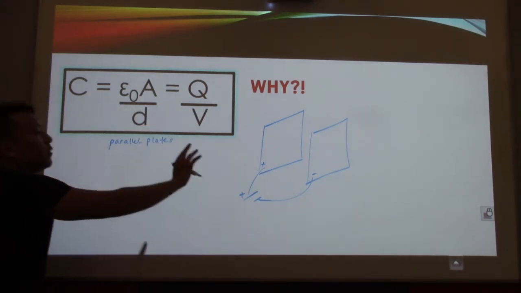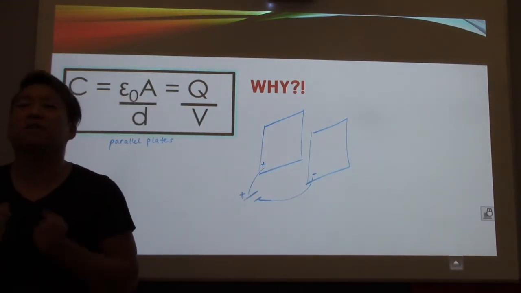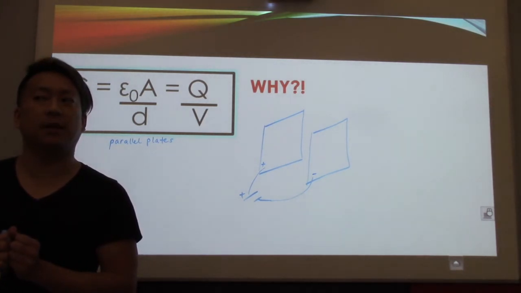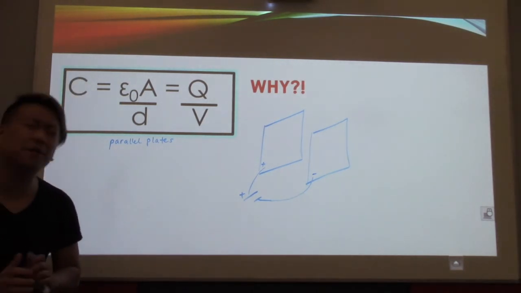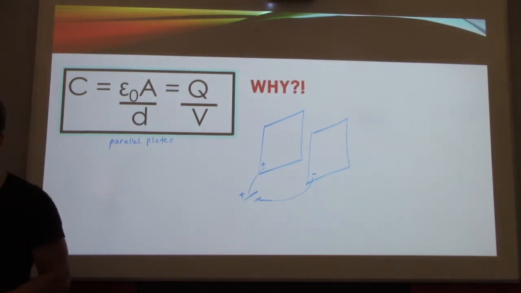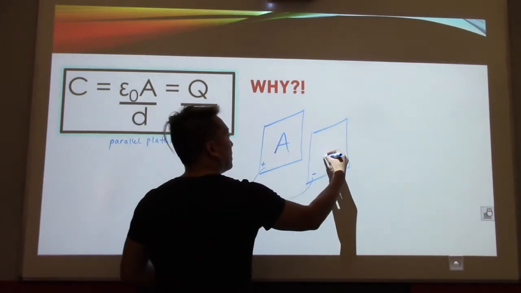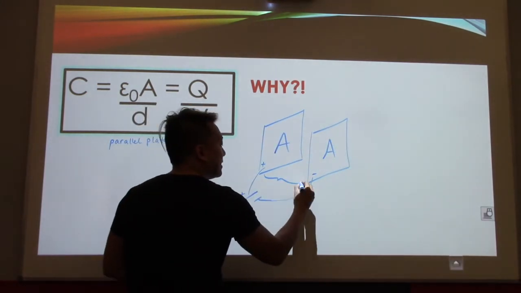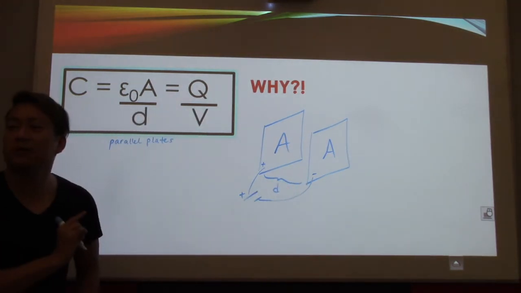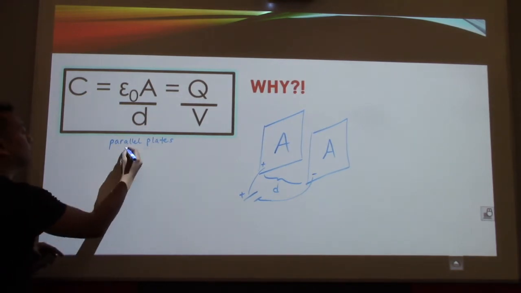Where does this come from? Well, first of all, it comes from finding out what the electric field is between the plates. To find the electric field between plates, let's just look at one plate. Again, this is the area, and d is the distance between those plates. That's what this equation is talking about: a parallel plate capacitor.